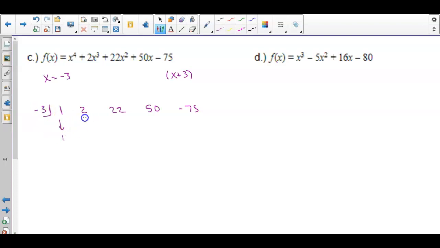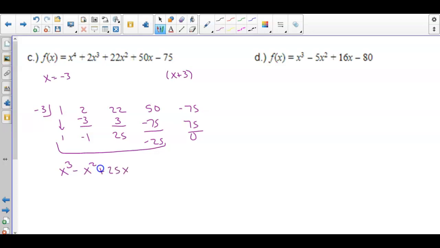I know that negative 3 times 1 is negative 3. Add going straight down. Negative 3 times negative 1 is positive 3. That's going to give me 25. I'm going to end up with negative 75 here, negative 25, and then one last time I'll get 75 with my remainder of 0. So this equation that was raised to the 4th power is now going to give me, out of these 4 values, 1x to the 3rd minus 1 of those x squareds plus 25x minus 25, which is now a polynomial of 4 terms.